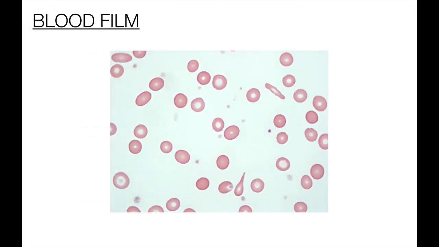We may also look at the blood film, and there are 4 particular abnormalities that you should be aware of on the blood film. So first of all, microcytic cells, so that's small cells. Hypochromic cells, so that's cells that have a very central area of pallor. Also, cells that vary in their size and their shape, as seen on this slide. Variation in size is called anisocytosis, and variation in shape is called poikilocytosis.